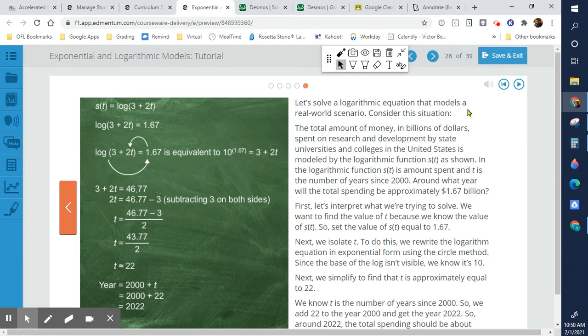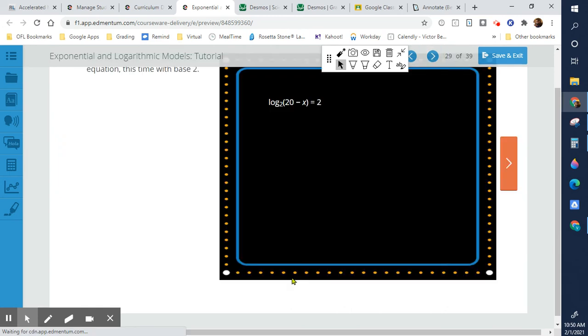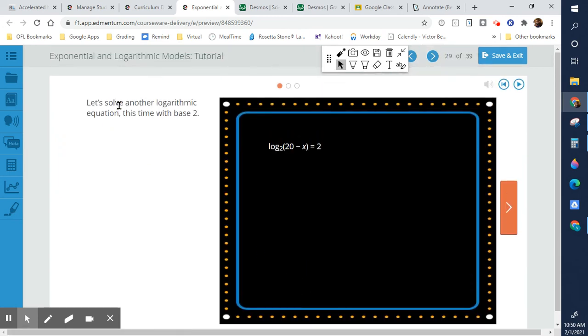Honestly, this is kind of weird because the price of colleges and spending is a little different right now. But yeah, there's this formula here and how to solve it. So now let's talk about how to solve this type of problem. Well, what if we have a problem like this?